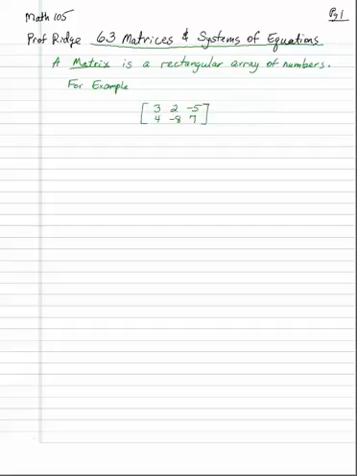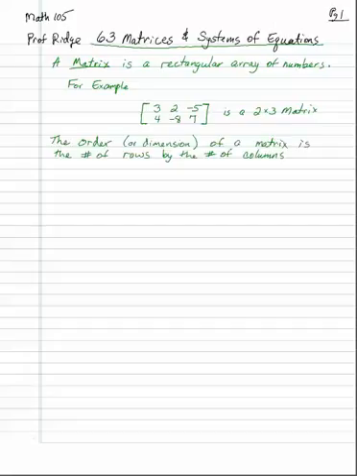We use these brackets to signify the matrices, and then just an arrangement of numbers. So this is a 2 by 3 matrix. The 2 by 3 part is the order or dimension of it. Again, the order or dimension of a matrix is the number of rows by the number of columns.